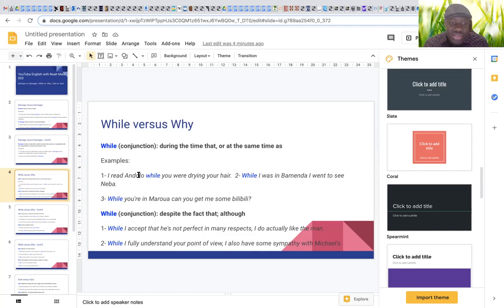While as a conjunction also means despite the fact that, or although. So if I say, while I accept that he's not perfect in many respects, I do actually like the man, it means that although I accept his imperfections, I still like him. Although, despite the fact that I accept that he is not perfect in many respects, I do actually like the man.